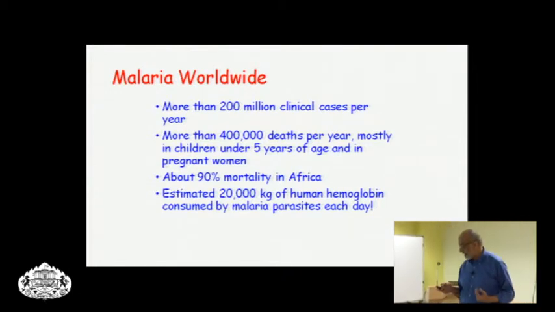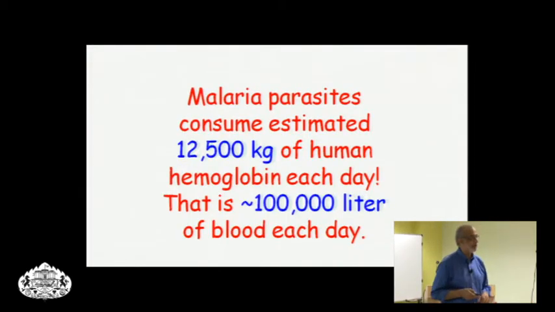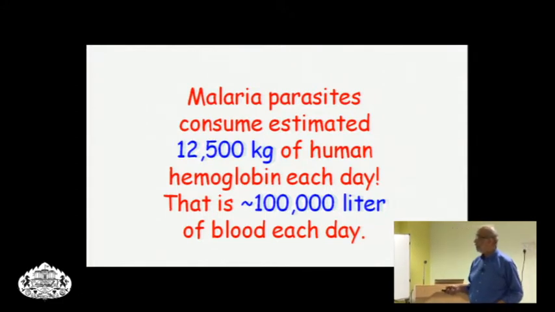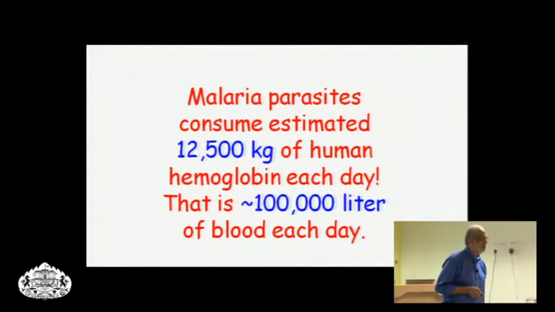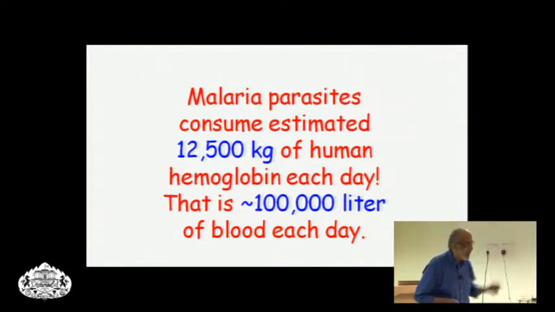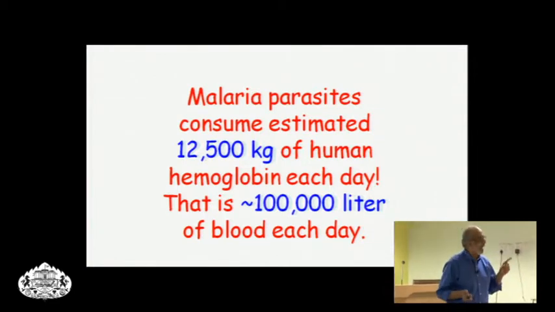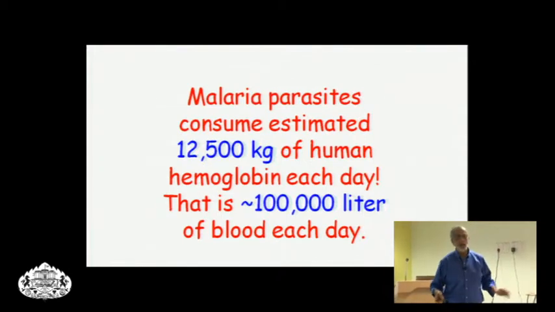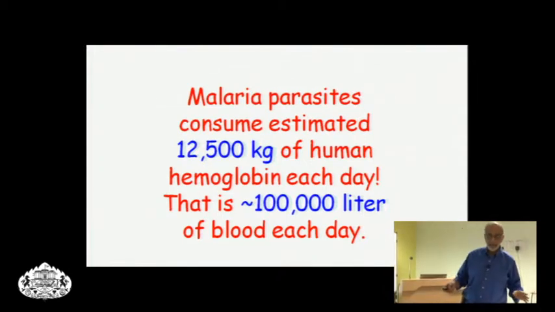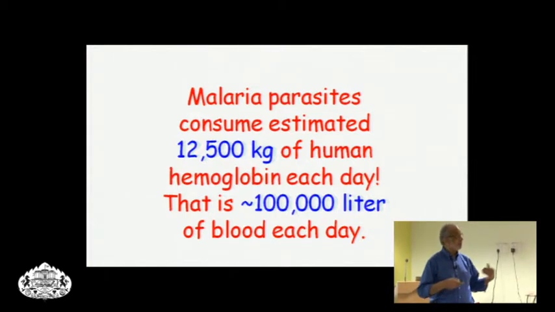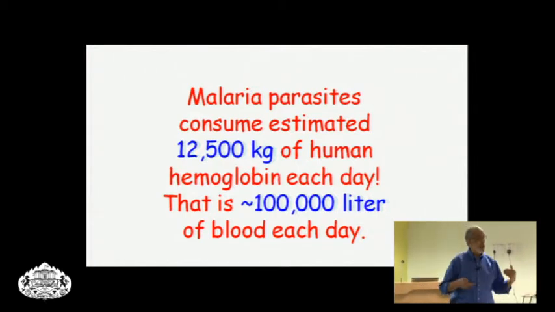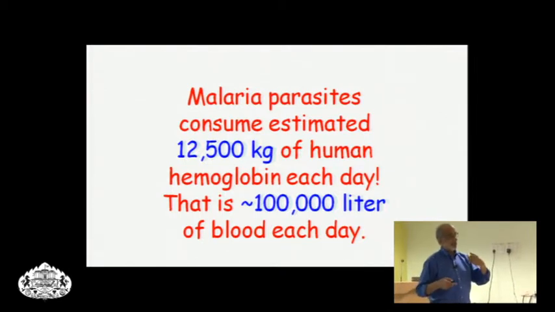So this particular number is what I would like you to remember forever. Look at this. 12,500 kilograms of human hemoglobin is consumed by malaria parasites every day. That's 100,000, 1 lakh liters of blood, a lot more than the Red Cross can ever collect per day. That's what malaria is.